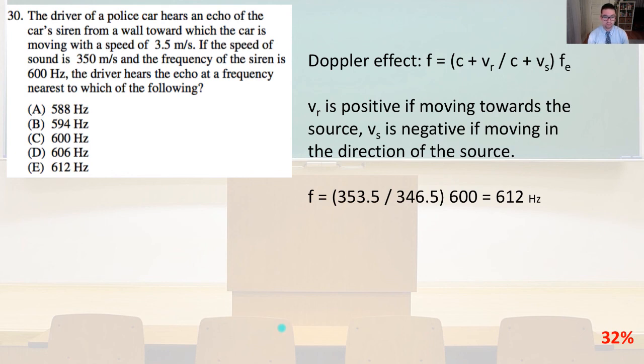So our frequency observed is going to equal 353.5, and we added 350 plus 3.5 meters per second. That quantity divided by 346.5 meters per second, and right there we subtracted 350 minus 3.5 meters per second, and that whole quantity times 600 hertz, which was our initial frequency, and so that simplifies to 612 hertz, and that is answer E.